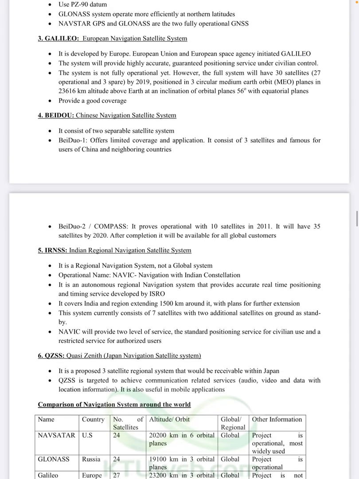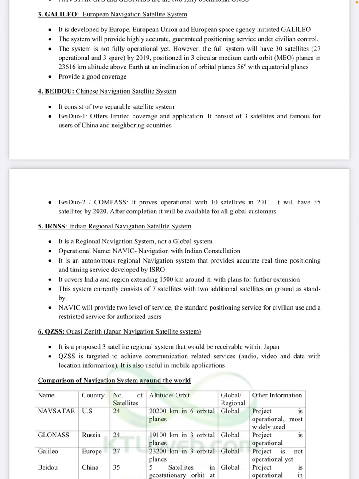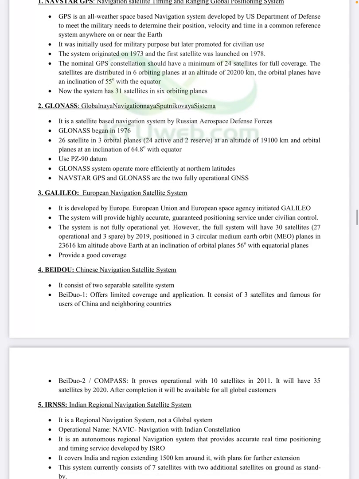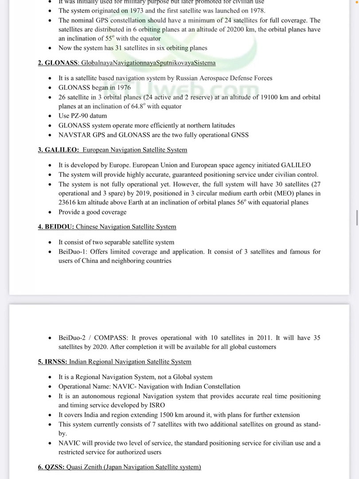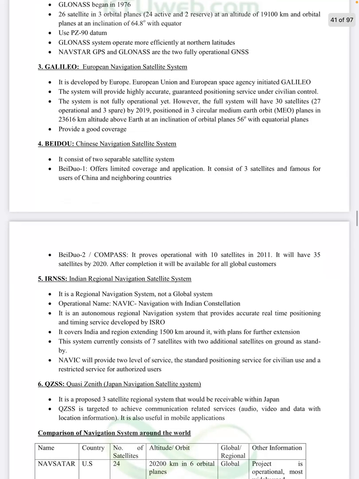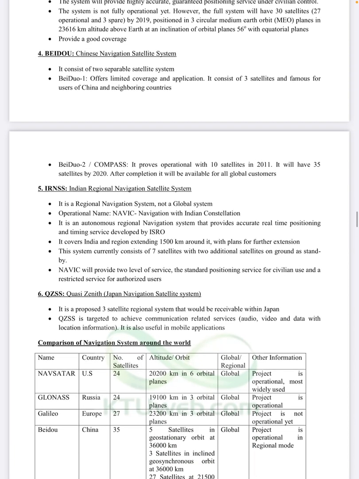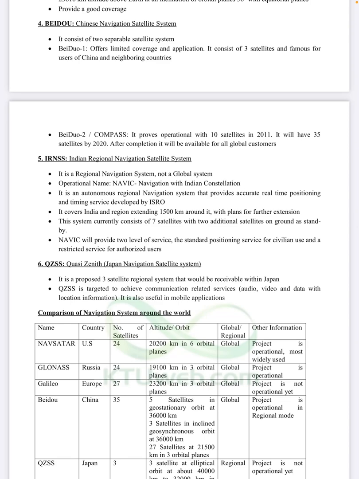These are the different satellite systems used by different countries. Having different specifications, GLONASS and Navstar are the global navigation systems. The rest of them are regional satellite systems used for locating objects around that particular country. The fifth one is IRNSS, the Indian Regional Navigation Satellite System. It is a regional navigation system, not a global navigation system.